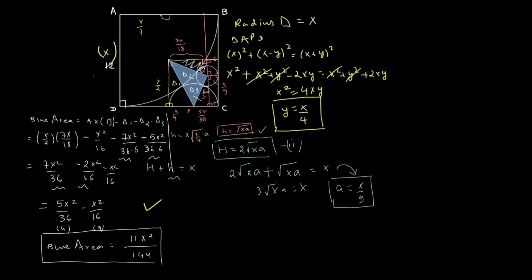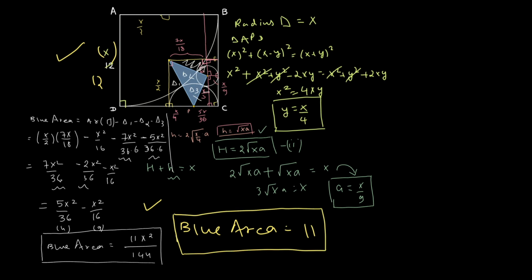Now in this original question the side of the square was given as 12. So according to this, the blue area would be equal to 11 times 12 square, that is 144, divided by 144. So this will finally turn out to be 11 only. So finally according to this question, the blue area is equal to 11 units square, and this is the answer that we were looking for.